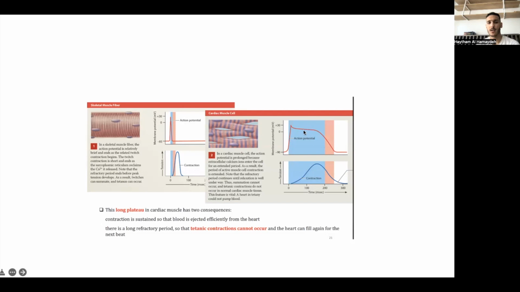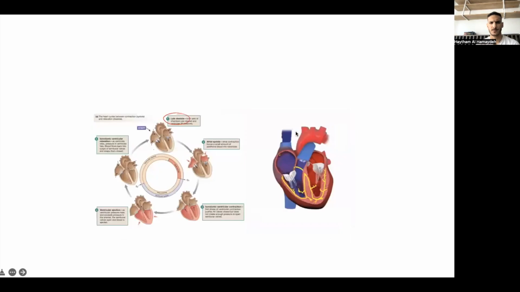Why this process takes place: this long plateau in cardiac muscle has two consequences. Contraction is sustained, so that blood is ejected efficiently from the heart, and there is a long refractory period, so tetanic contractions cannot occur and the heart can fill again for the next beat. So tetanic contractions do not occur in the heart, and contraction is sustained, so that blood is ejected efficiently from the heart. Okay, these are the reasons for this type of contraction.